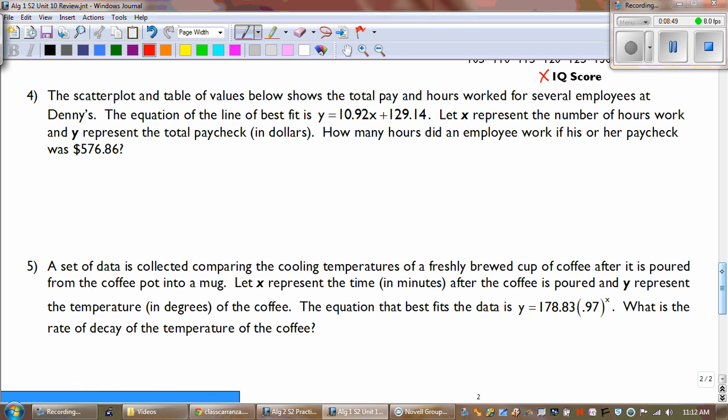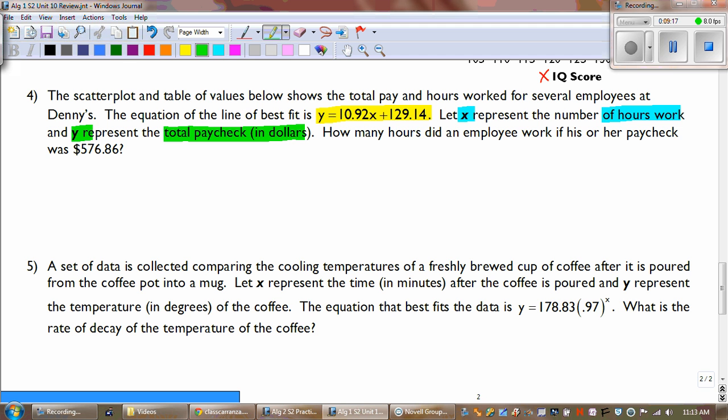All right, the scatterplot and table of values shows the total pay and hours worked for several employees at Denny's. The equation of the line of best fit is y equals 10.92x plus 129.14. X represents the number of hours, and Y represents their total paycheck in dollars.